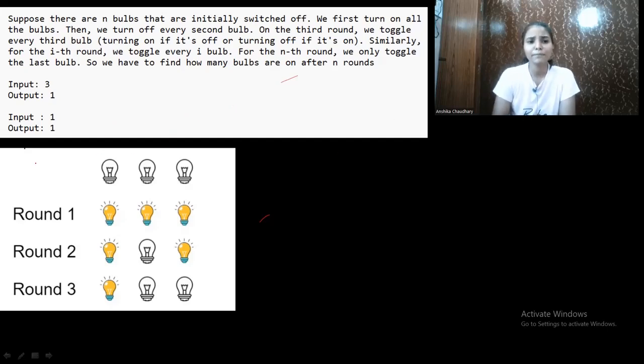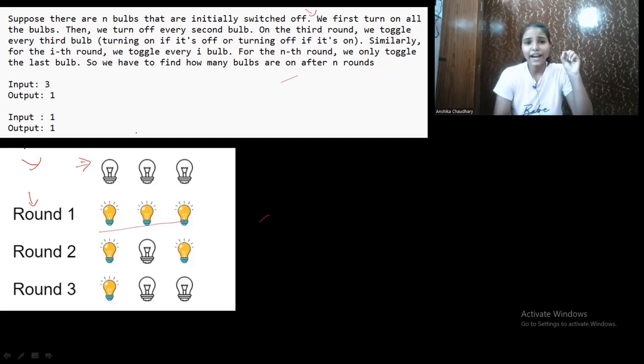So here is a sample test case first. Suppose there are three bulbs and according to the question, all the bulbs were initially switched off. So at this time the bulbs are switched off. Now the actual question starts from here. We first turn on all the bulbs. So at round one, or we can say at iteration one, first of all, we turn on all the bulbs. So here we have turned on all the bulbs.